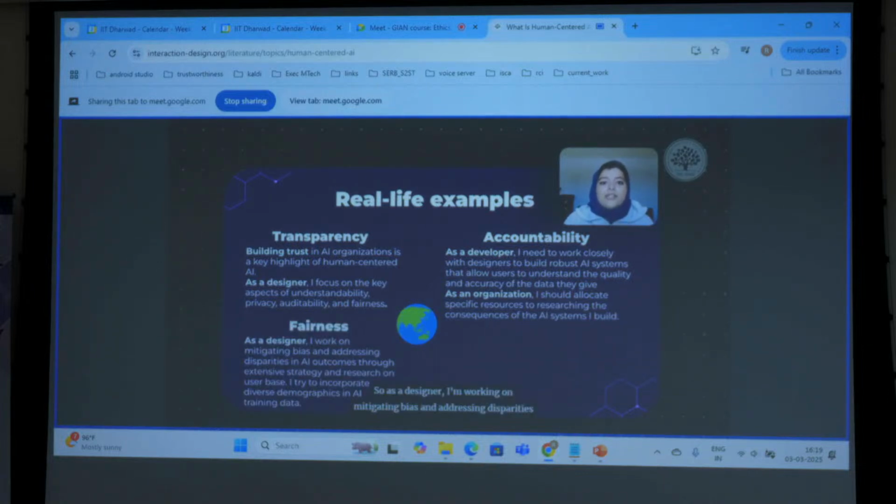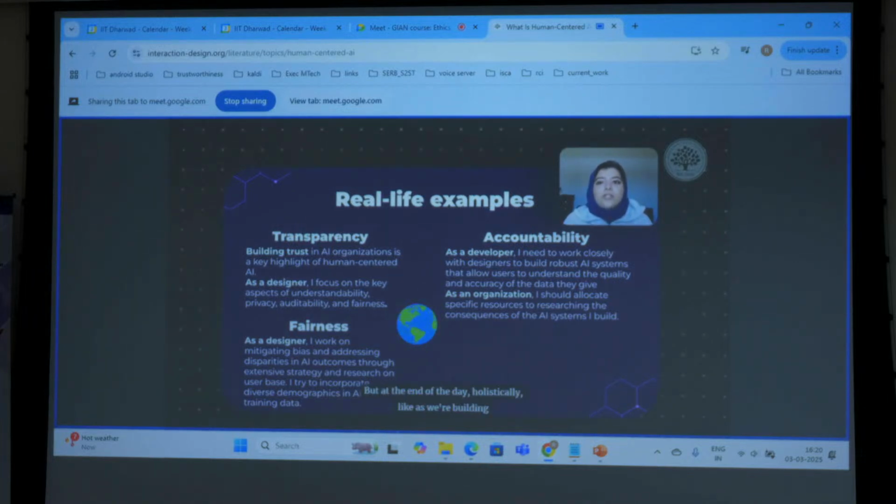Fairness. So as a designer, I'm working on mitigating bias and addressing disparities in AI outcomes through extensive strategy and research on the user base. You know, as product designers, I know we have these verticals, like someone's a UI designer, someone's UX, someone's research.